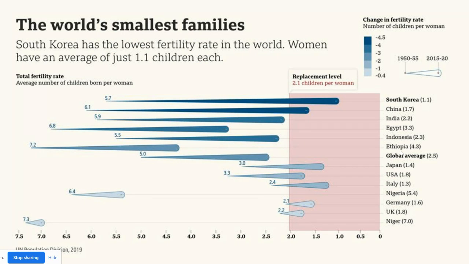World's smallest family. South Korea has the lowest fertility rate in the world with an average of 1.1 children each. So once again, replacement level is 2.1 children per woman, and that takes into account infant mortality. So you can see the differences there and how fertility rate has changed over the years.